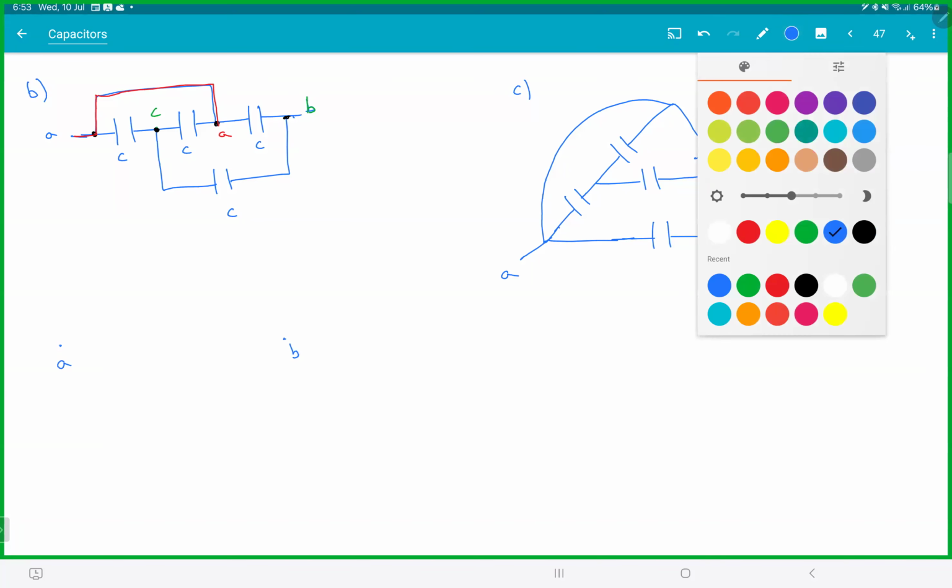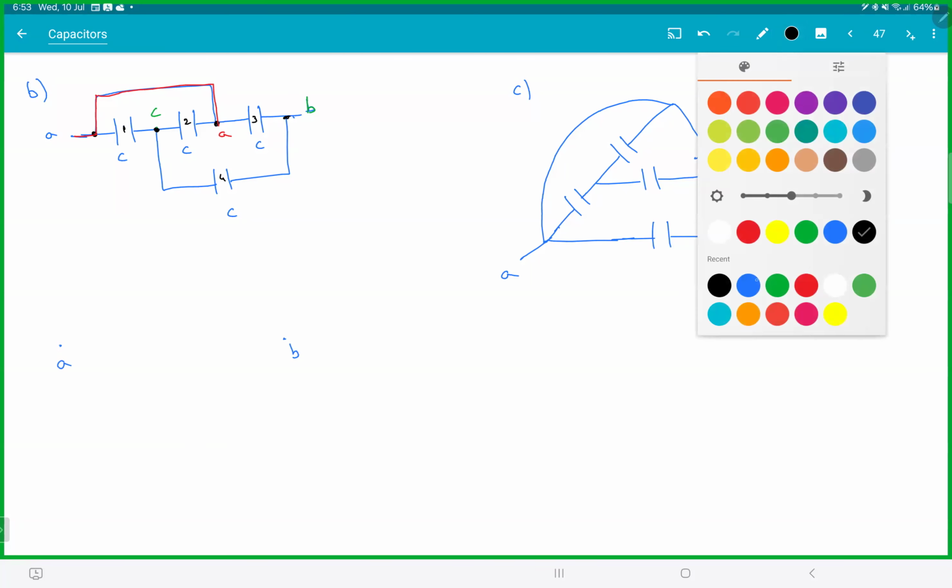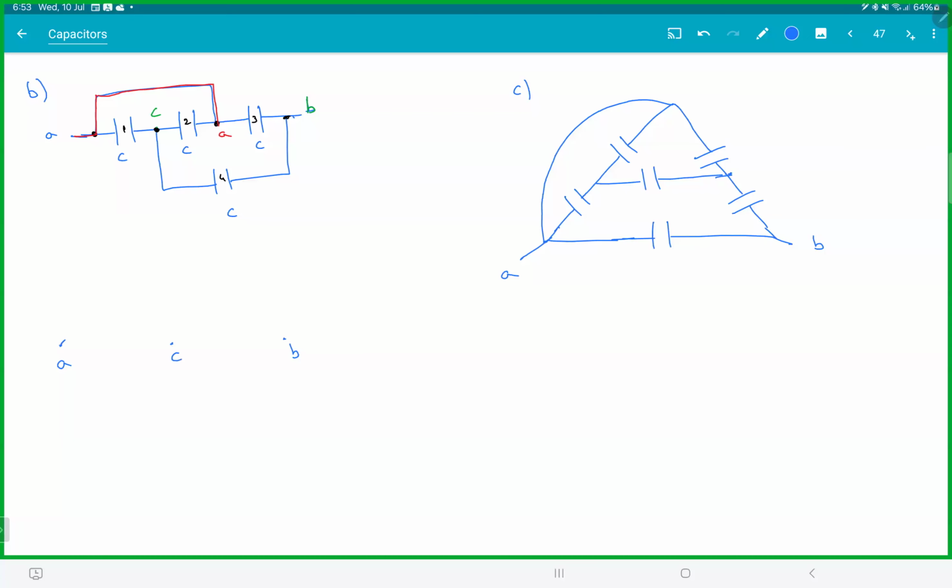So if I number these capacitors, let's call this capacitor 1, capacitor 2, capacitor 3, and capacitor 4. So capacitor 1 is between A and C. Capacitor 2 is also between A and C. Capacitor 3 is between A and B. Capacitor 4 is between B and C. Now, can you see the circuit? Series parallel?